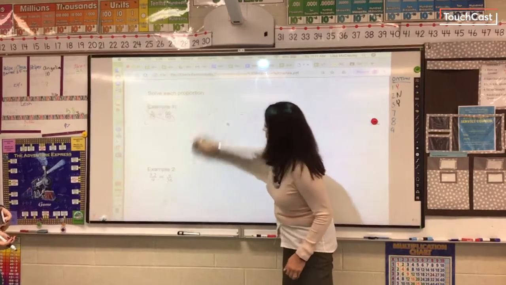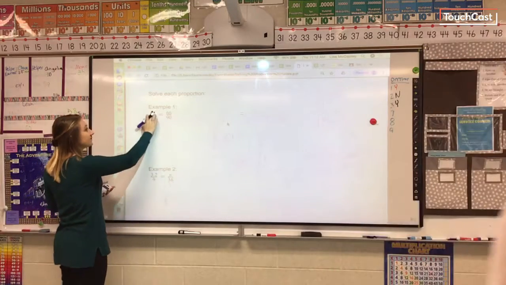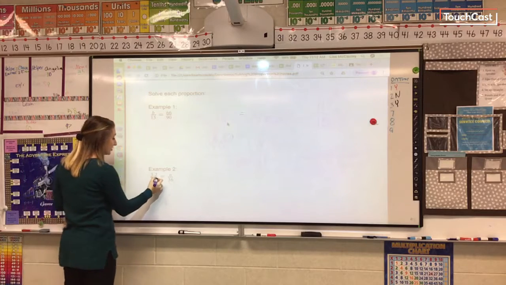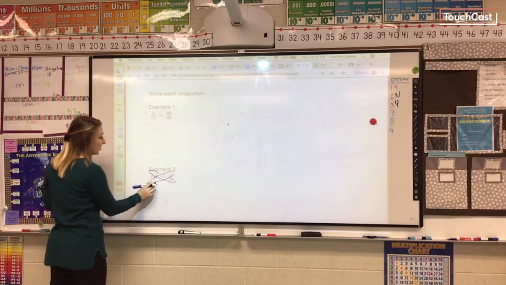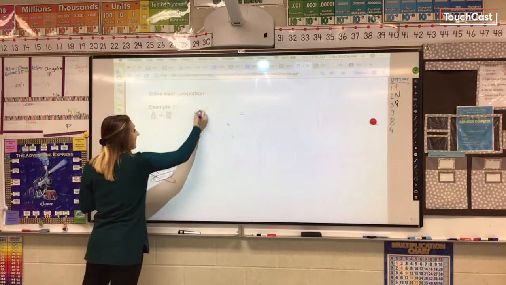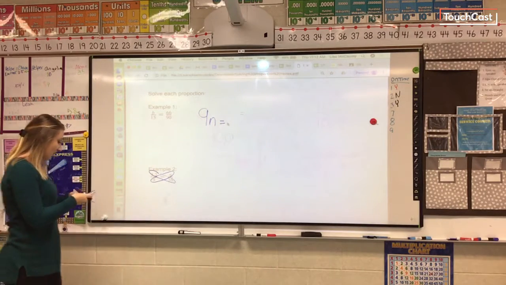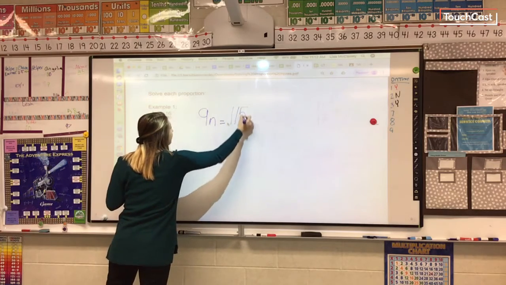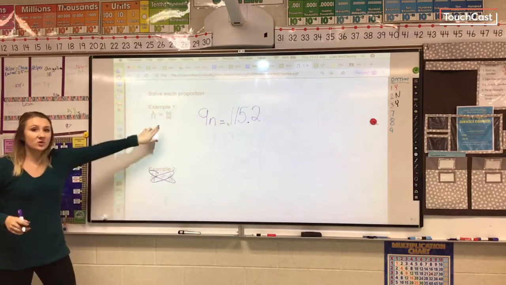So with example two, we have the same type of problem. Our only difference is our variable is in a different spot here, okay? So we still want to use cross products. So we're going to multiply. We have 9 times n, which gets us 9n, okay? And let's see, 3.2 times 36 is 115.2, okay? So this is our equation.